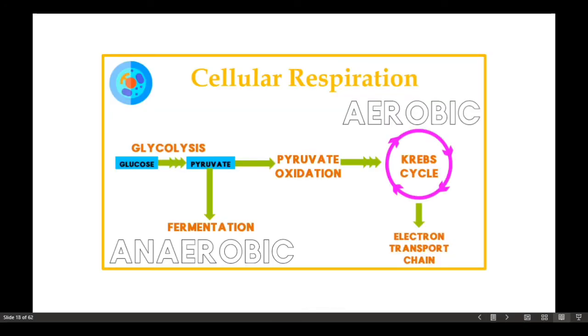In general, this is how the pathway of cellular respiration looks like. There are two pathways, depending on the condition in the cell. But both pathways start with the same initial process, which is called glycolysis. Glycolysis is the process of breaking down glucose into pyruvate molecules. Now, if there is enough oxygen in the cell, the pyruvates will enter aerobic respiration. So it will go to pyruvate oxidation, Krebs cycle, and the last one is the electron transport chain or the ETC. On the other hand, if there is not enough oxygen in the cell, the pyruvates will enter anaerobic respiration, commonly called fermentation.